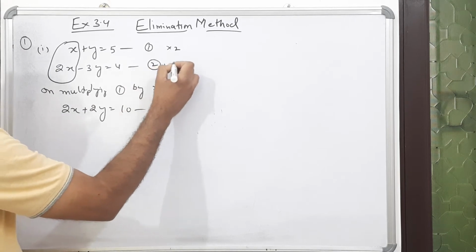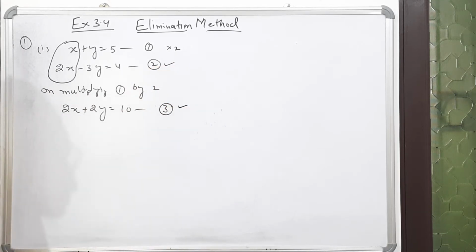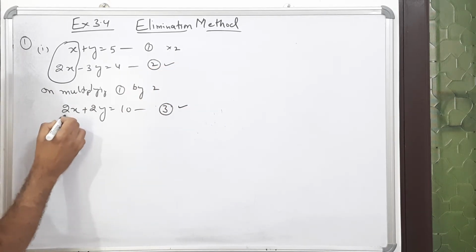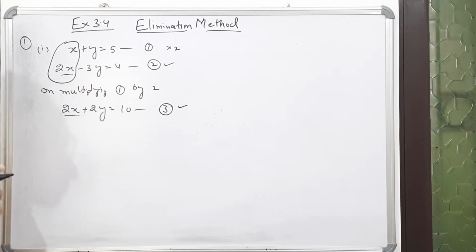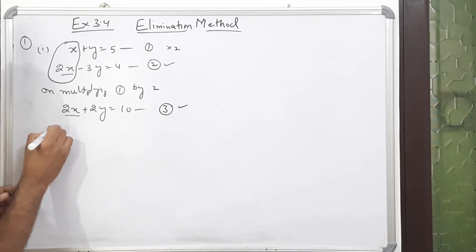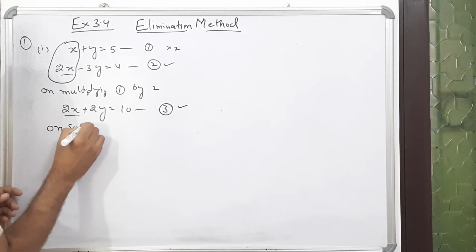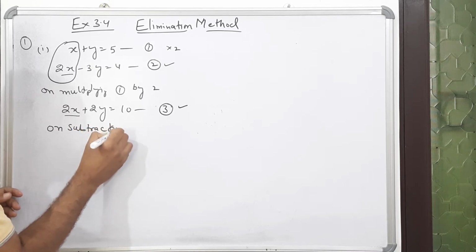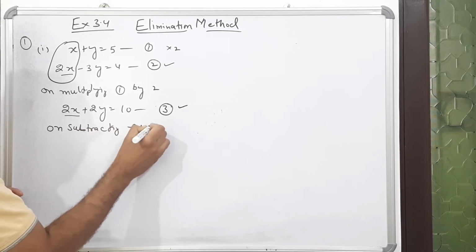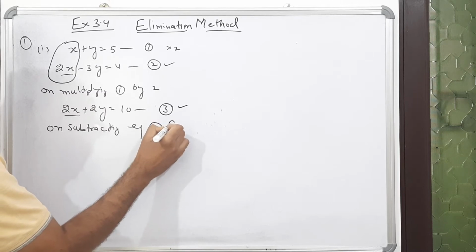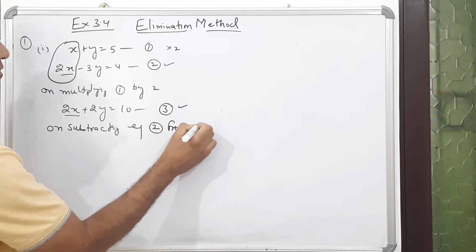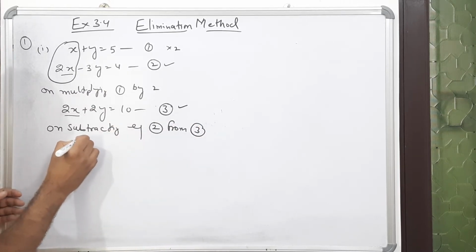Now we will deal with the second and third. Here this is 2x and this is 2x. Here the term elimination comes. We will eliminate x by subtracting. So we write, on subtracting equation number 2 from 3, from 3 we subtract.